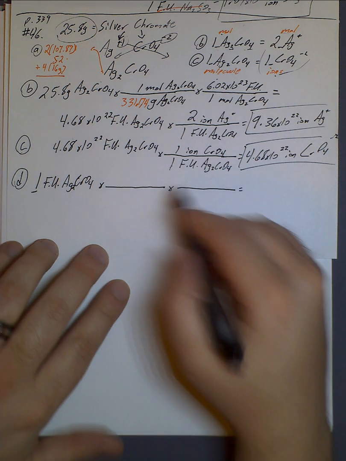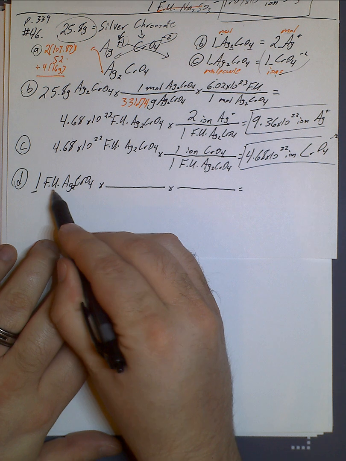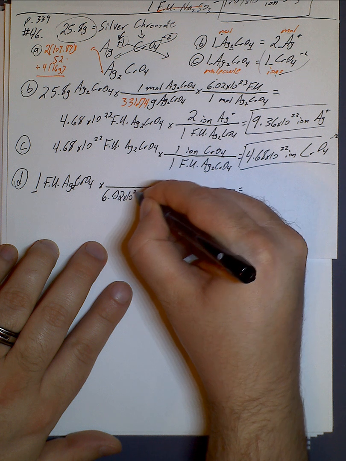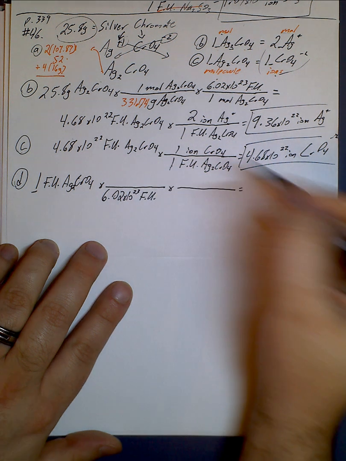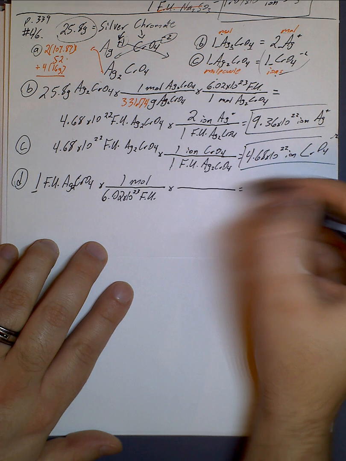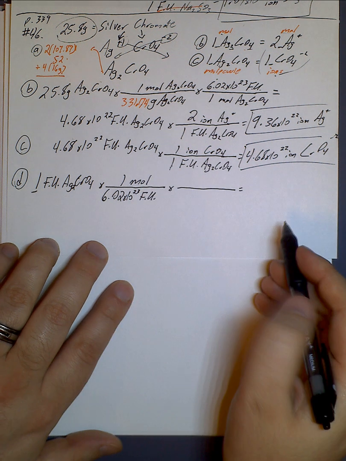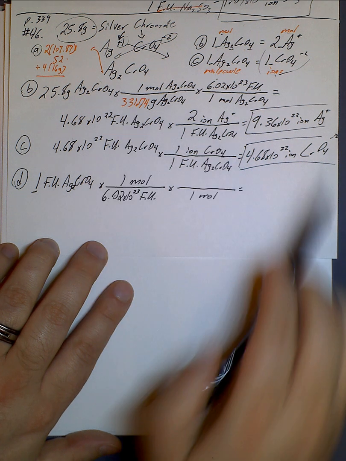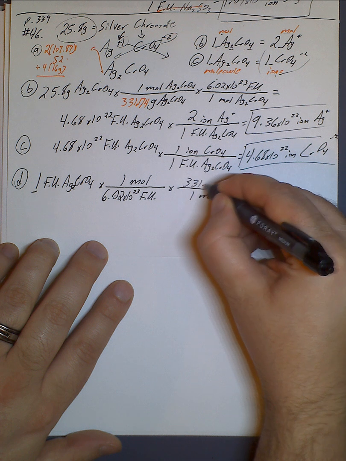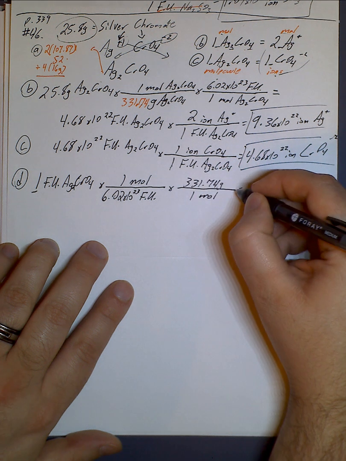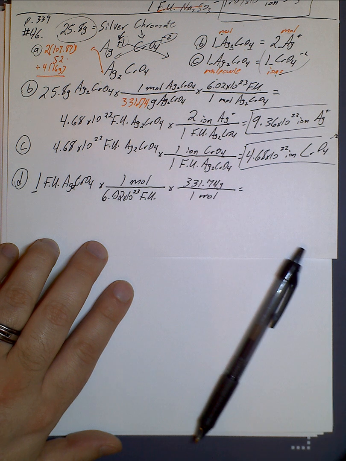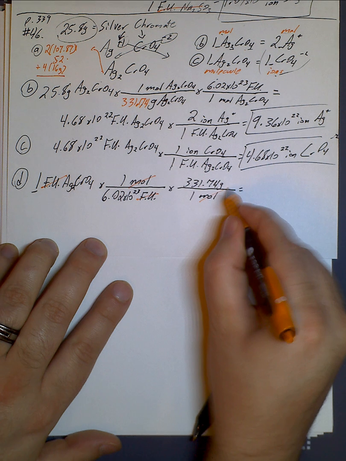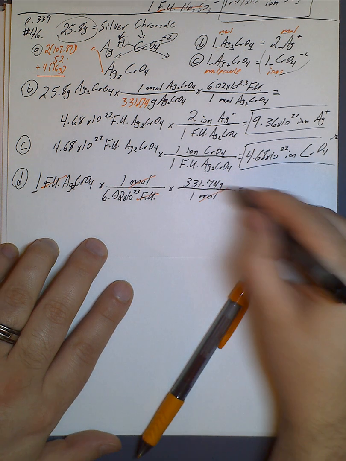So to do this, I already know there's going to be 2 steps. I need to cancel the units of formula units. So I have to use Avogadro's number of formula units for every 1 mole. Now I've got to cancel the units of moles because I'm looking for mass in grams. So for every 1 mole, I have to use my molar mass here. 331.74 grams. So formula units are canceled out, moles are canceled out, and I'm left with the units of grams.